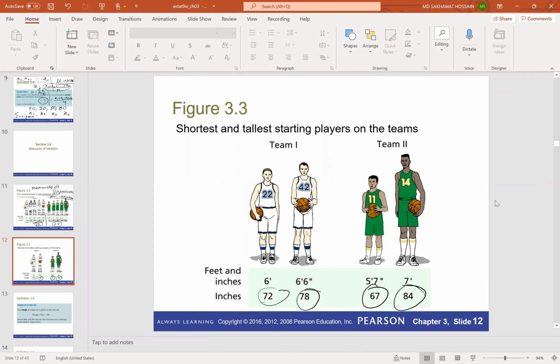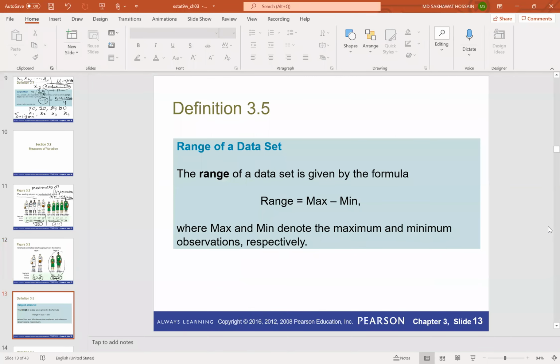So if you take the difference of these two numbers and the difference of these two numbers, you will find that this difference is larger than that difference. And that will give you the information that team two has the highest variation. So this measure is called range. The range of a data set is the difference between the maximum number and the minimum number.